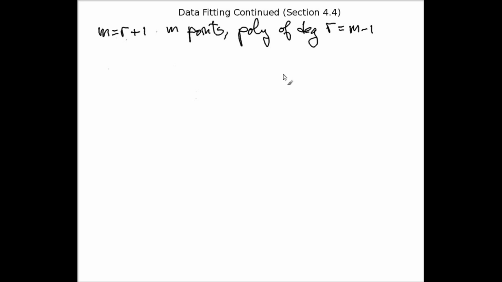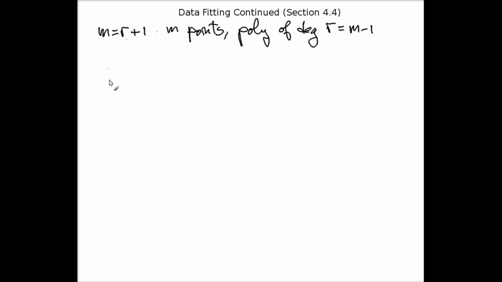So let's think a little bit about what that means. We're talking about the case m is equal to r plus 1. We're being given m points, and we're trying to fit that with a polynomial of degree r, which is to say m minus 1. So, for example, 2 points with a line, or 3 points with a quadratic.